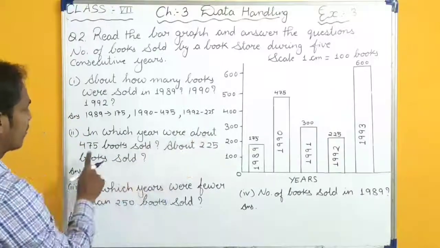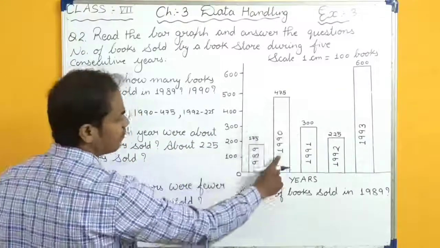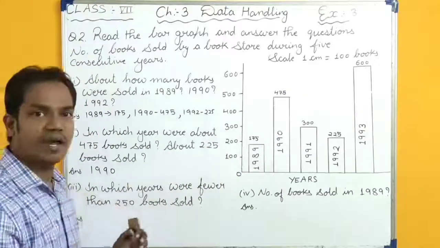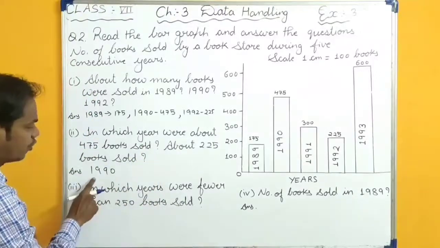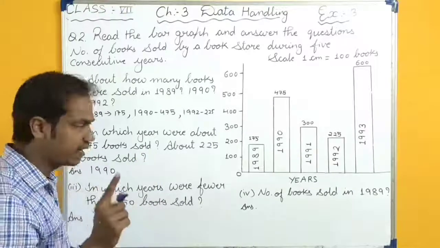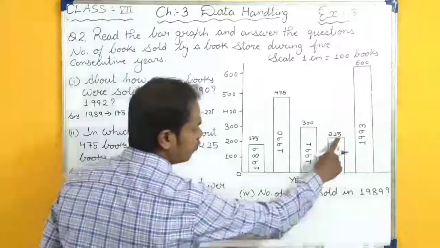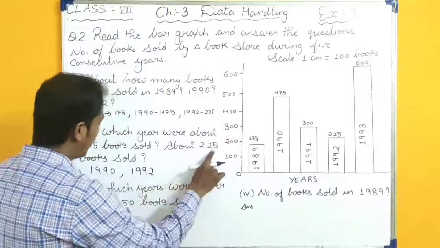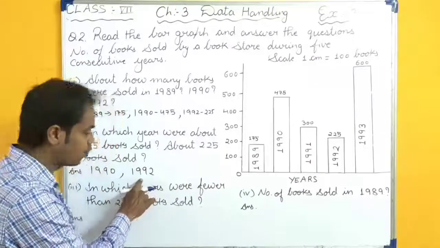In which year were about 475 books sold? 475 books sold in 1990. Write your answer in a full statement: 475 books were sold in the year 1990. And second, about 225, 1992. About 225 books were sold in the year 1992.